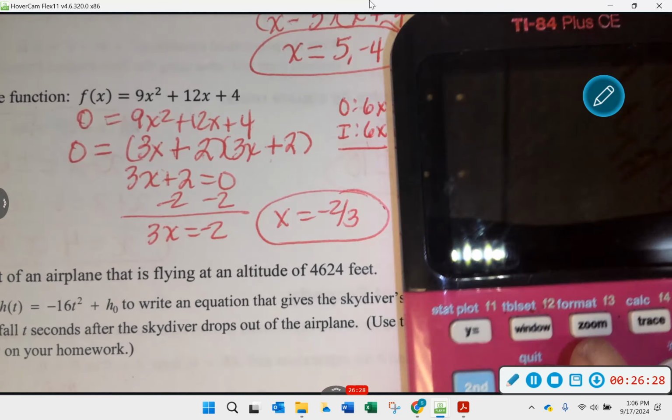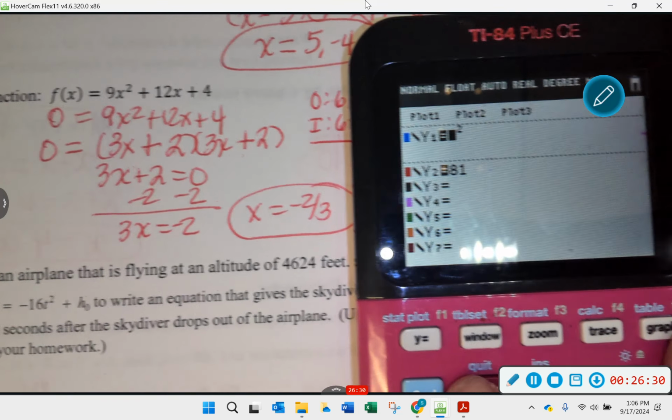Okay, I did that kind of fast. We're going to check our work. Go to y equals.